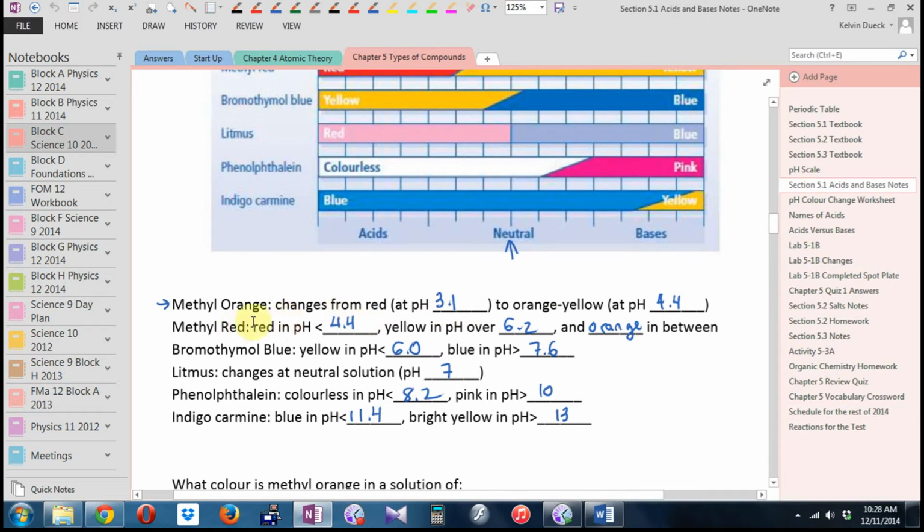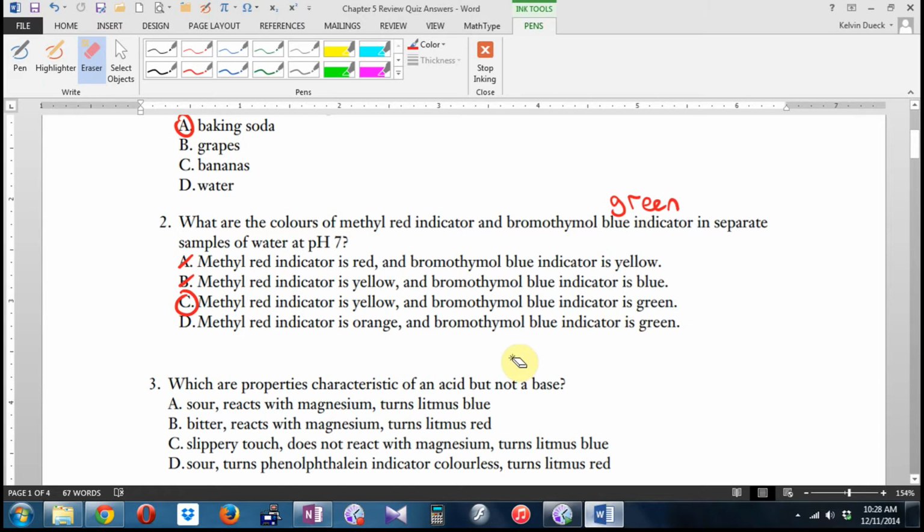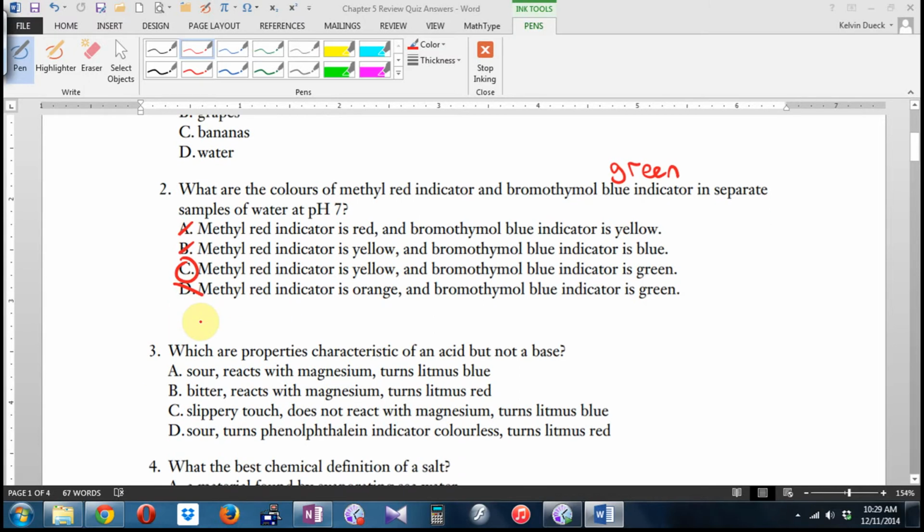Methyl red: red in less than 4.4, yellow in over 6.2, and orange in between. You know what? It's yellow in over 6.2. It's not going to be orange. It's going to be yellow. I'm probably not going to ask you one that specific on your test. They'll be a little more, no pun intended, basic than that. So yellow, not orange. I'll give you ones that are more obvious than that. I'm not going to give you ones that are halfway between.